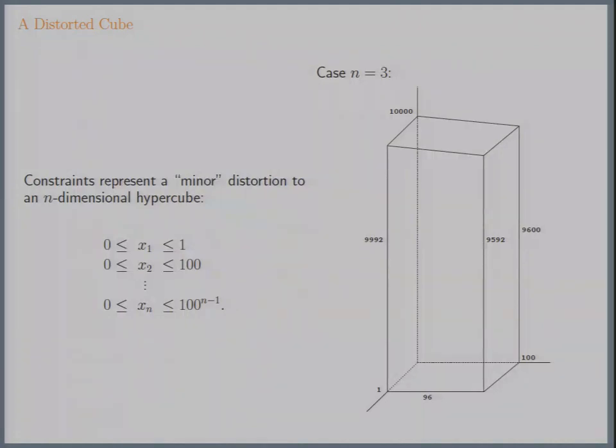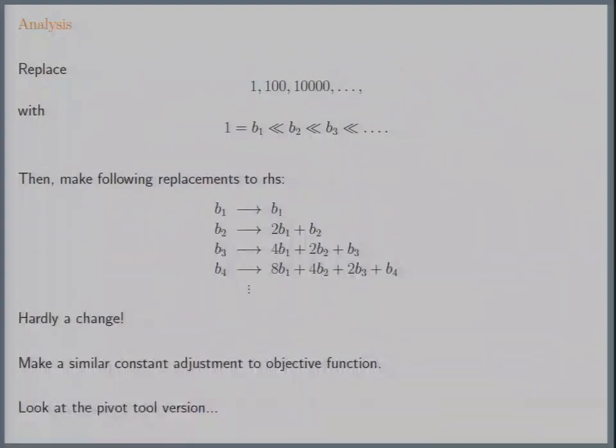And actually, here's what happens. We go from here to here, to here, to here. Now we go up to here, then we go over to here, over here, over here. We visit all 8 vertices, taking 7 pivots to do it. 2 to the n minus 1 pivots. And that's true not only with n equal to 3, but in all cases with the Klee-Minty problem.